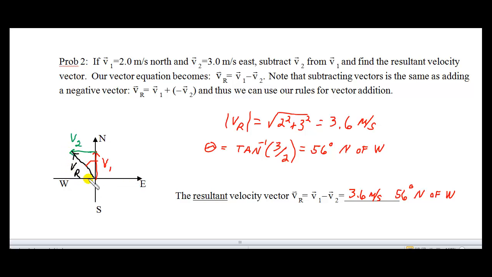So here's our resultant. To calculate our resultant, we can use the Pythagorean theorem, and we find the magnitude of our resultant is 3.6 meters per second. And then we need to get the direction, so we need to find the angle. We find that to be 56 degrees north of west. Again, if we went due north, go this way, but we want to get on our vector, so we've got to go toward the west. So the resultant velocity vector, that is subtracting these two vectors, will give us 3.6 meters per second, 56 degrees north of west. And we are through with that particular problem.